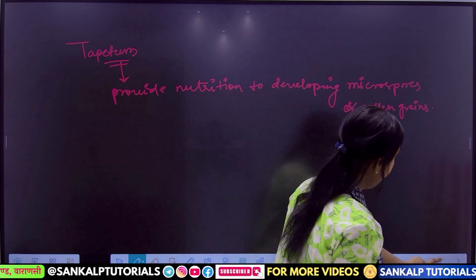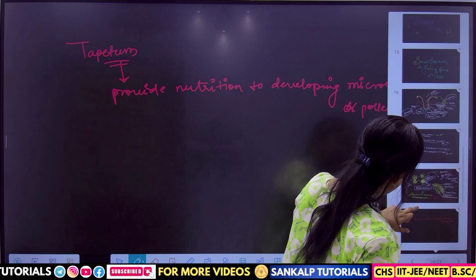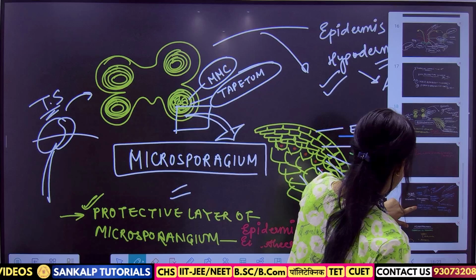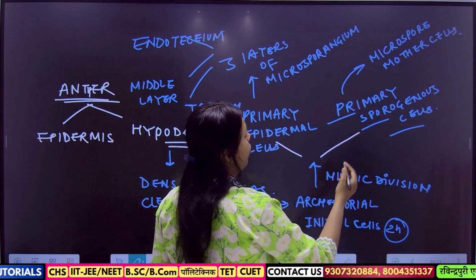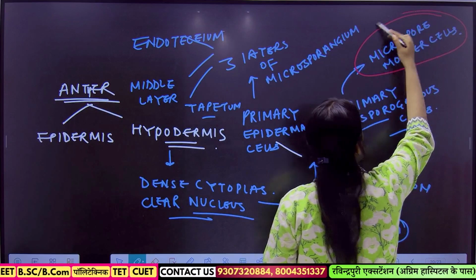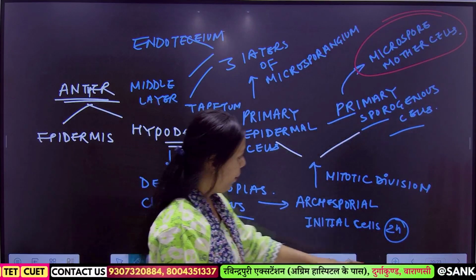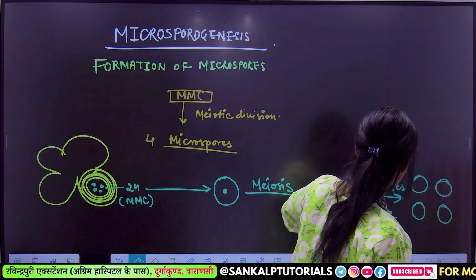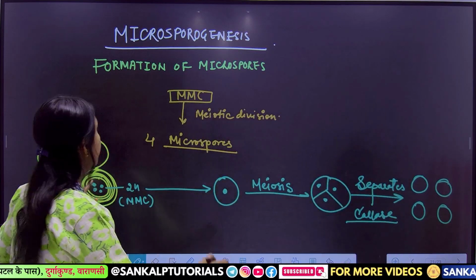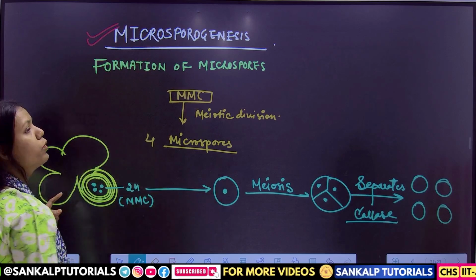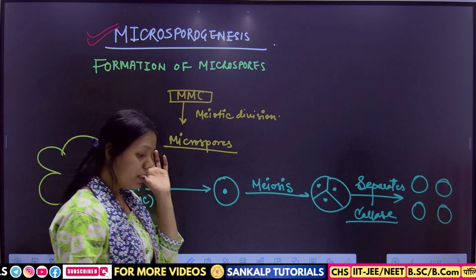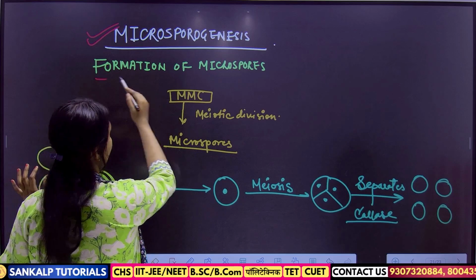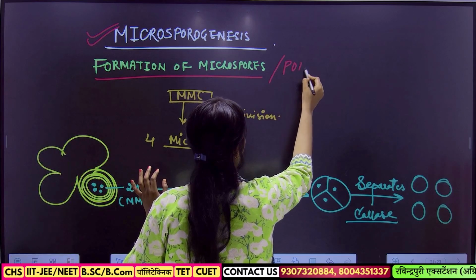So after that, what are the functions of microspore mother cells? These microspore mother cells help in the process of microsporogenesis. So what is microsporogenesis? Microsporogenesis is the formation of microspores or pollen grains.